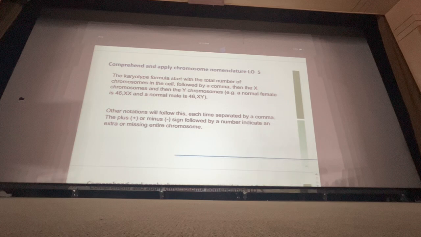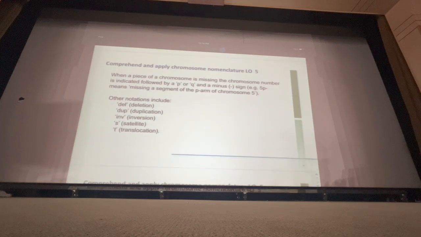If we have other things, for example a plus or minus sign followed by a number, it indicates an extra or missing entire chromosome. For example, +21 means trisomy 21. When a piece of the chromosome is missing, the chromosome number is indicated, followed by a P or Q and a minus sign. For example, 5p- means a missing segment of the P arm of the chromosome.